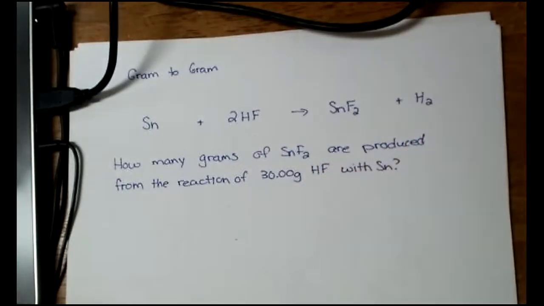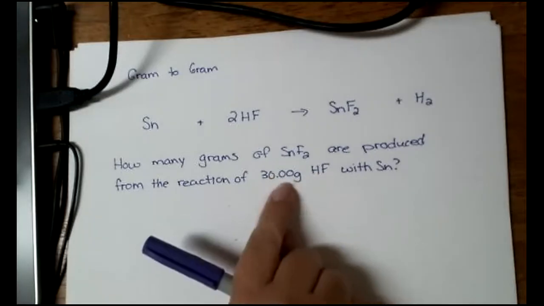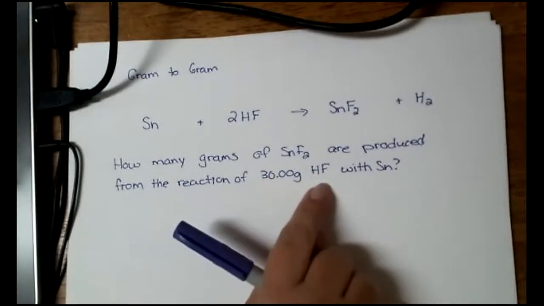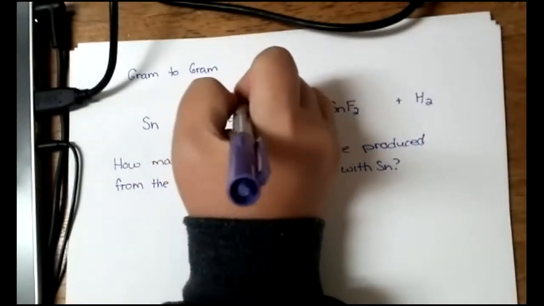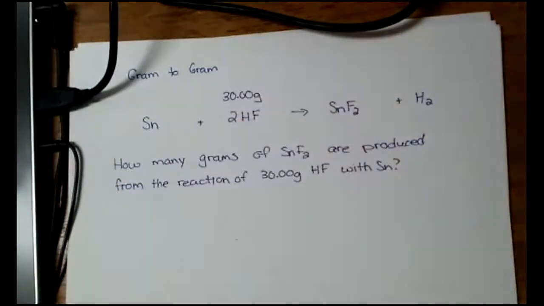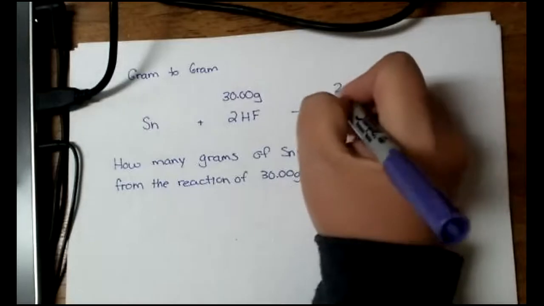Okay, so here's my problem, and I'm going to immediately start by finding my known. So my given is going to be 30.00 grams of hydrofluoric acid. So I'm going to write that up here above the hydrofluoric acid. And then they want to know how many grams of tin(II) fluoride.